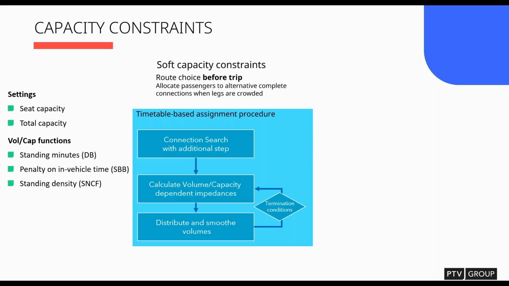As we talked about with the capacity constraints, the stall capacity constraint is applied before the trip, because it is considered in the impedance, and it allocates passengers to alternative connections when there are really crowded legs. There are a few different functions for determining the curve of that impedance, and those primarily came from a couple of our customers. So you have standing minutes from DB, a penalty on in-vehicle time from Swiss Rail, or the standing density as well.